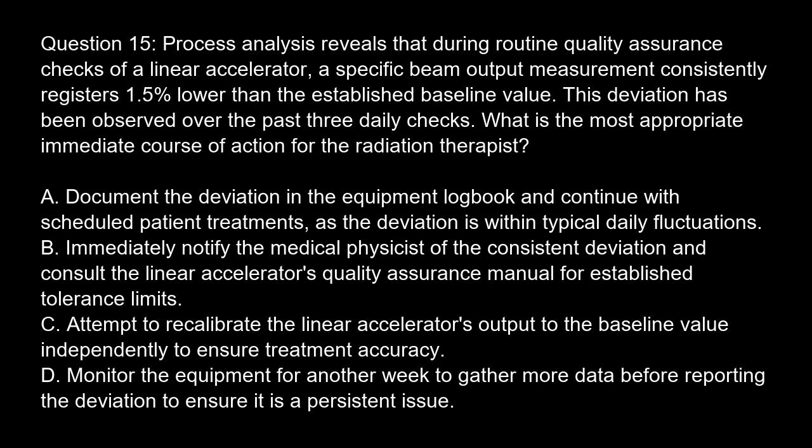Option A. Document the deviation in the equipment logbook and continue with scheduled patient treatments, as the deviation is within typical daily fluctuations. Option B. Immediately notify the medical physicist of the consistent deviation and consult the linear accelerator's quality assurance manual for established tolerance limits. Option C. Attempt to recalibrate the linear accelerator's output to the baseline value independently to ensure treatment accuracy. Option D. Monitor the equipment for another week to gather more data before reporting the deviation to ensure it is a persistent issue.